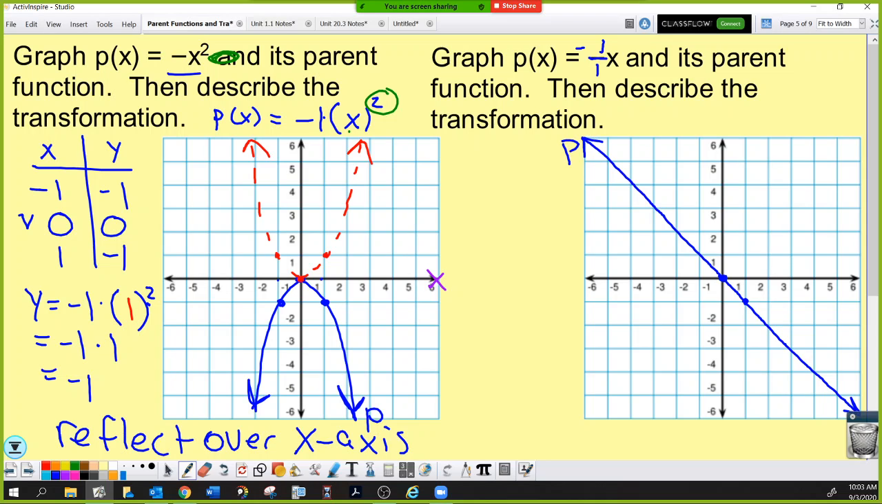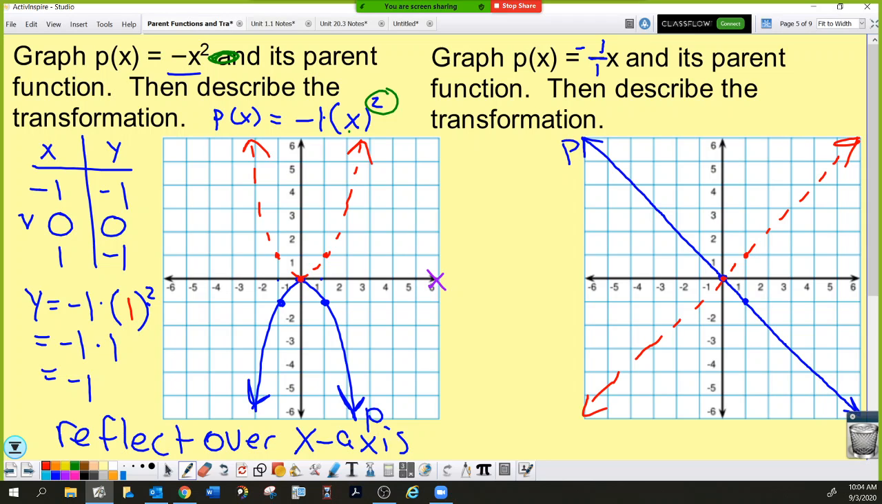This is the graph of function P. And now we just need our parent function, the straight line parent function. He's good at drawing straight lines. That's perfect. There's our parent function. The red one is our parent function.